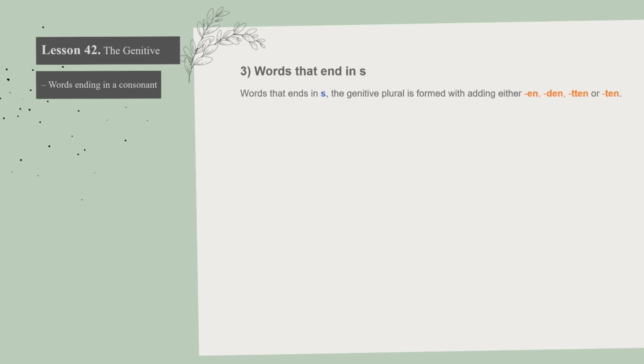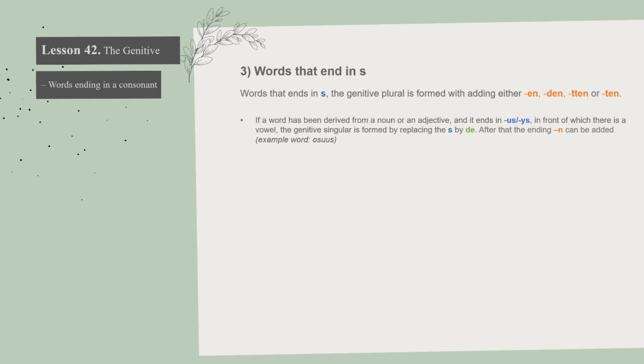Words that end in s, the genitive plural is formed by adding either n, den, ten, or ten. If a word has been derived from a noun or an adjective and it ends in us or ys, in front of which there is a vowel, the genitive singular is formed by replacing the s by de. After that, the ending n can be added.